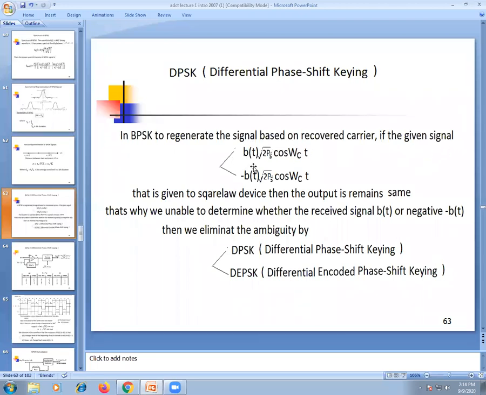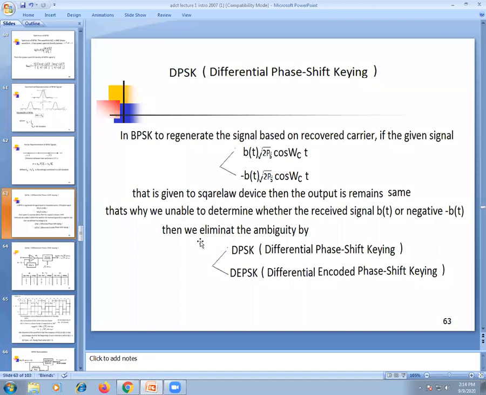If the given signal is b(t) root 2 Ps cos omega naught t or minus b(t) root 2 Ps cos omega naught t, and that is given to a square law device, then the output remains the same. That's why we are unable to determine whether the received signal is b(t) or negative b(t). Are you identifying? Because in the square law device, the squaring of a positive or negative value gives the same value.